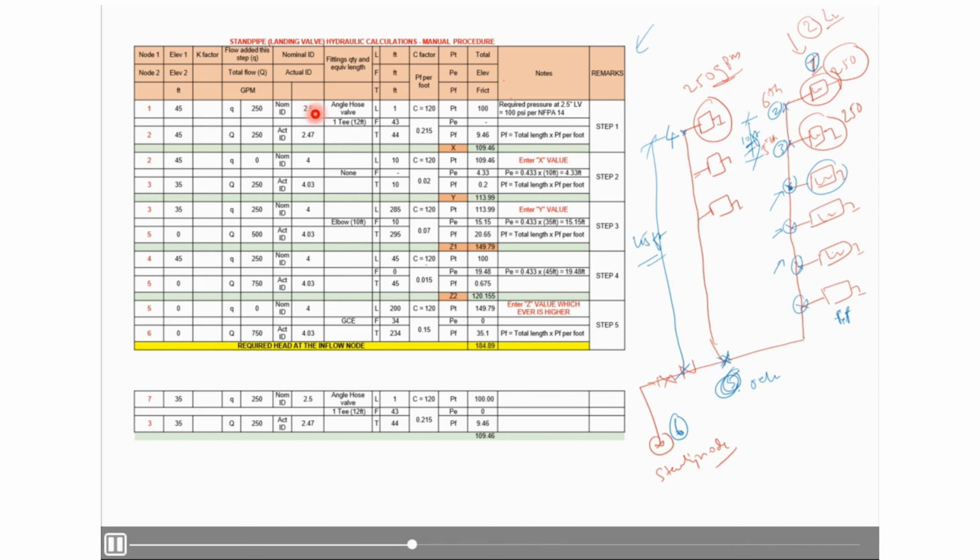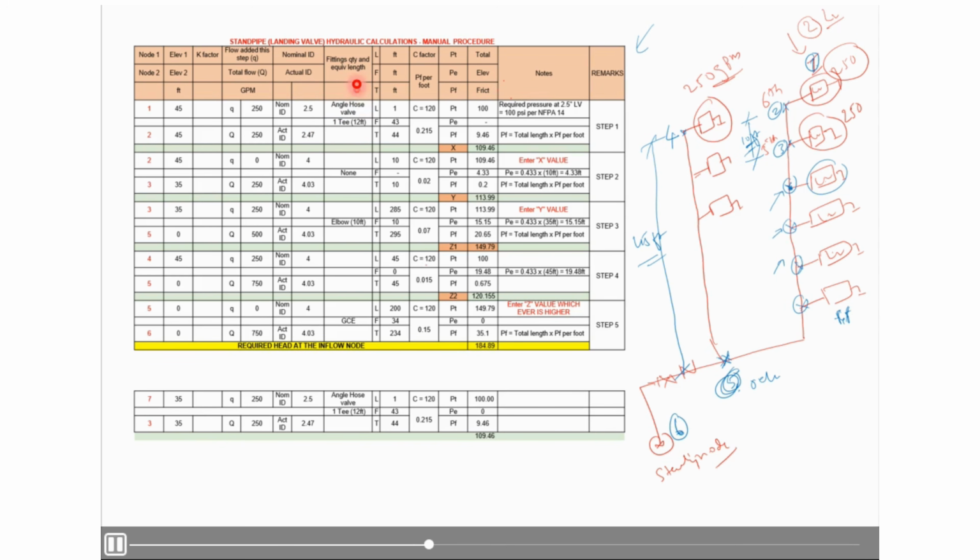And then nominal ID, the size of this 1 to 2 node will be 2.5-inch, since we are going to consider a 2.5-inch hose valve. So I mentioned 2.5-inch, and the internal diameter you can check in the catalog of black steel pipe, since we are considering black steel pipes here, schedule 40. So actual ID will be 2.47.